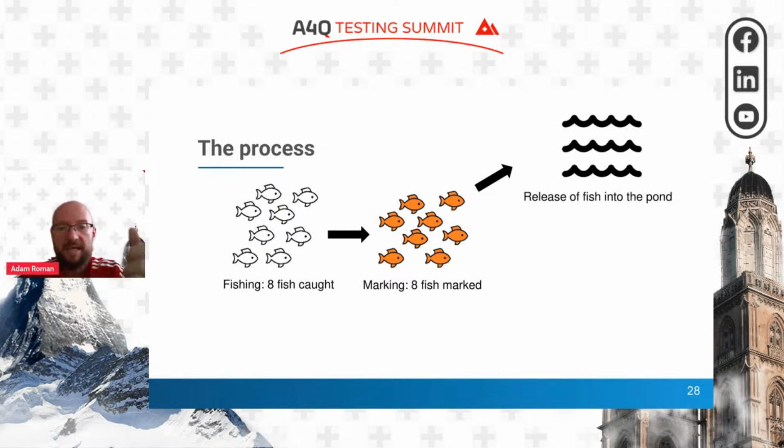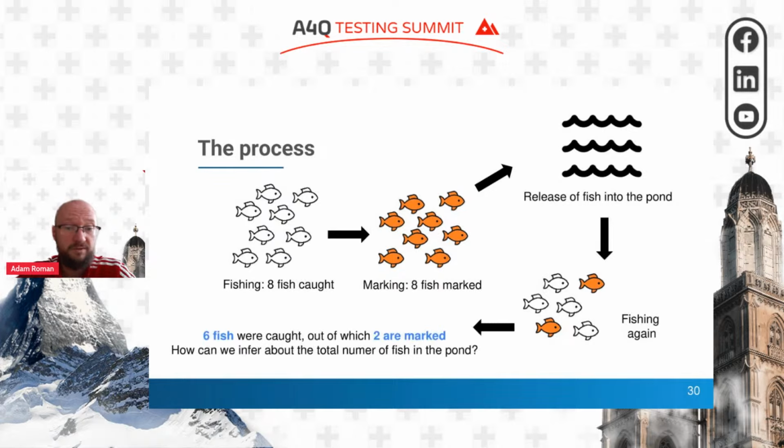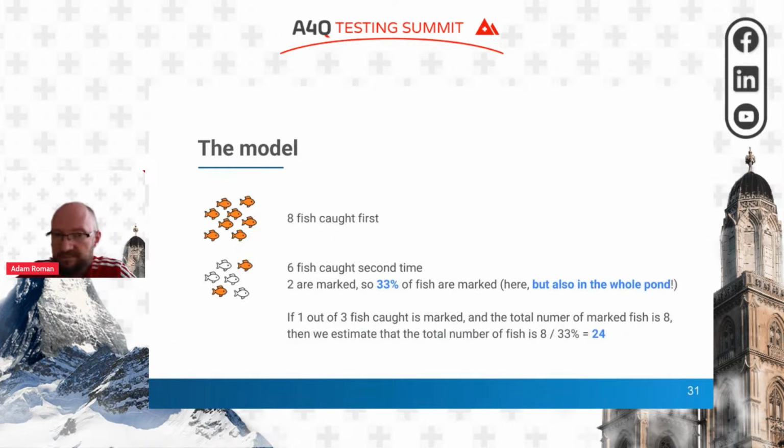They do the process again. It's called capture, recapture. So they do this the second time. And let's say during the second fishing, they caught 6 fish, 2 of which were marked, right? So we caught 2 previously caught fish and 4 new ones. The question is, can we infer something about the total number of fish in this pond? Yes, we can do this, and the analysis is very simple.